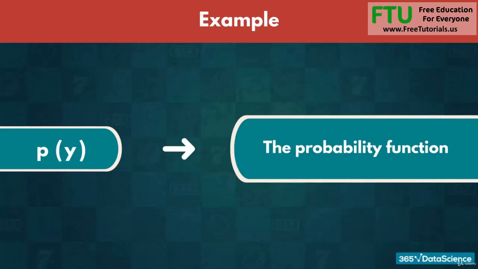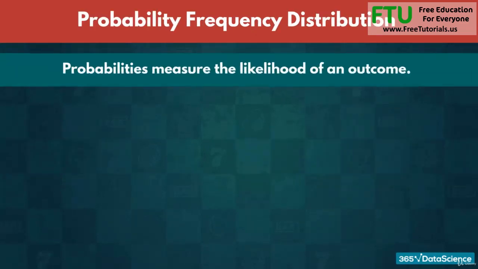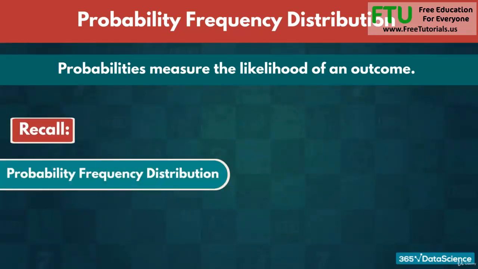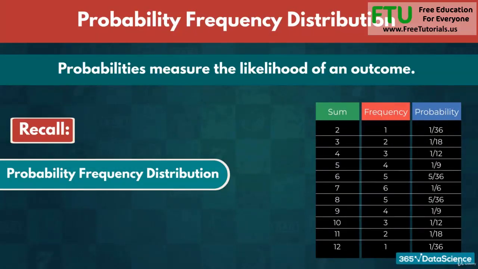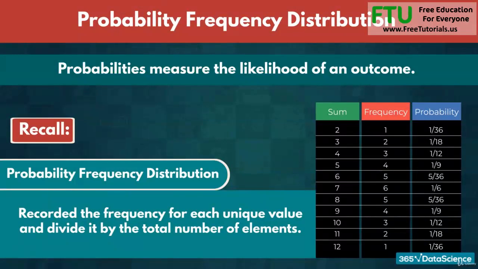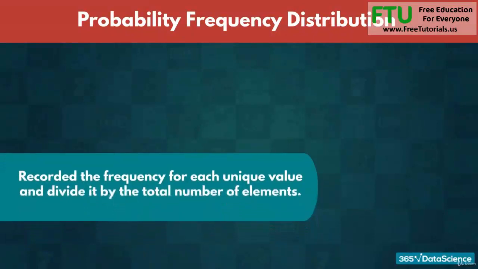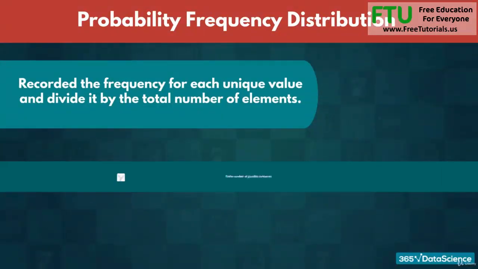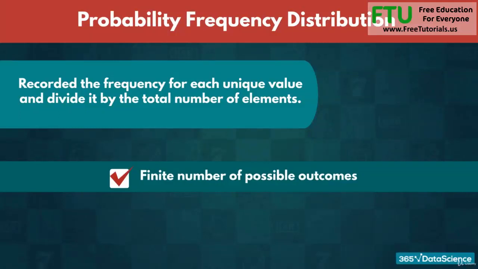Good job, folks. So, probability distributions, or simply probabilities, measure the likelihood of an outcome depending on how often it is featured in the sample space. Recall that we constructed the probability frequency distribution of an event in the introductory section of the course. We recorded the frequency for each unique value and divided it by the total number of elements in the sample space. Usually, that is the way we construct these probabilities when we have a finite number of possible outcomes.